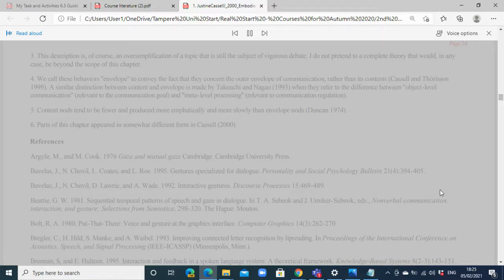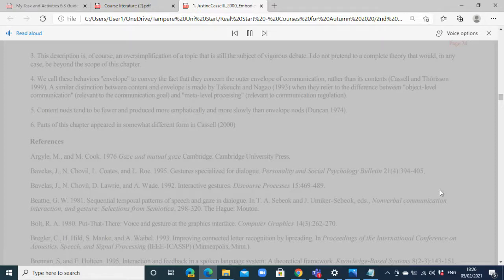3. This description is, of course, an oversimplification of a topic that is still the subject of vigorous debate. I do not pretend to a complete theory that would, in any case, be beyond the scope of this chapter. 4. We call these behaviors envelope to convey the fact that they concern the outer envelope of communication, rather than its contents. Cassell and Thorisson 1999. A similar distinction between content and envelope is made by Takeuchi and Nagao 1993, when they refer to the difference between object-level communication irrelevant to the communication goal and meta-level processing relevant to communication regulation.